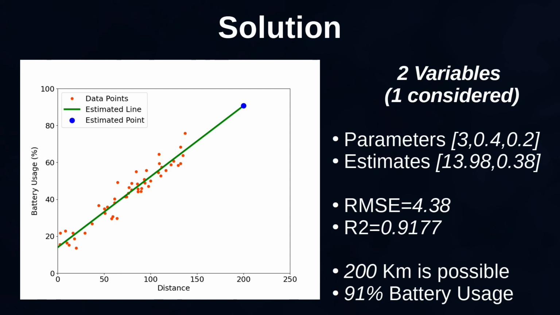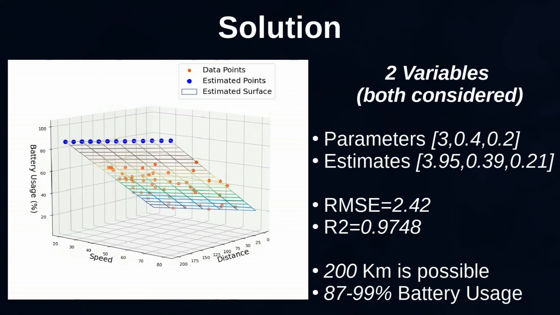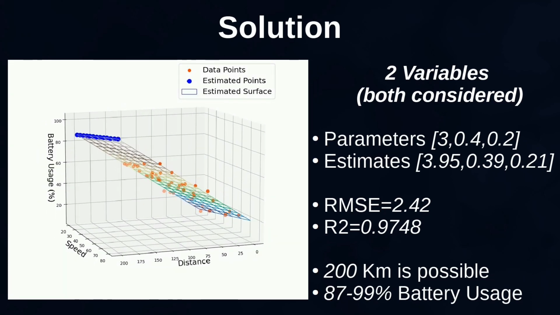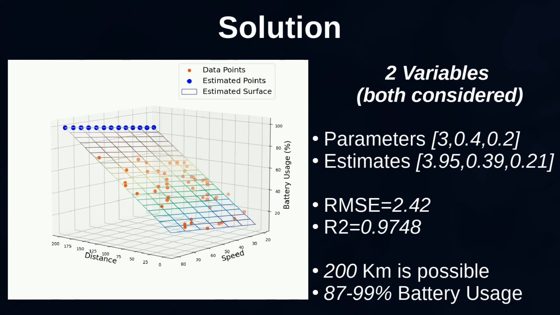By including an additional factor which consumes battery, obviously the battery usage increases, and doing 200 kilometers still seems possible if the data continue to be linear, but the consumption increases from 81% to 91%. Let's now consider also the speed variable in the regression. So you link both the distance and the speed to a specific battery usage.